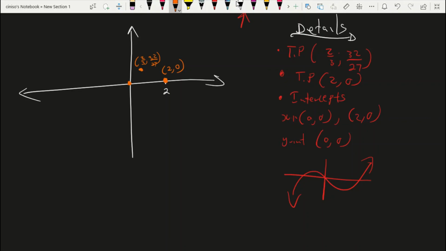Our intercept is also 0, and we know that it's an increase, decrease, increase. So we know that our graph is increasing from here, going up, and then it bends here because of the turning point. Then it goes down like this, and because it's a turning point, it will bend again. So this will be your cubic function, which you labeled correctly. Thank you.